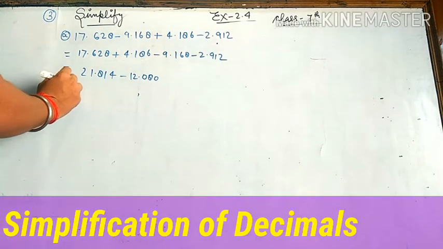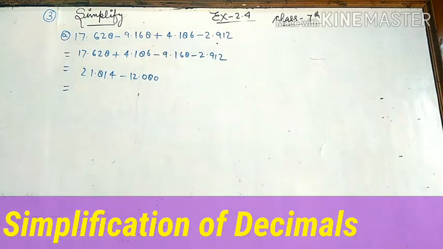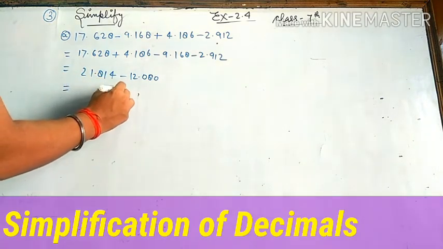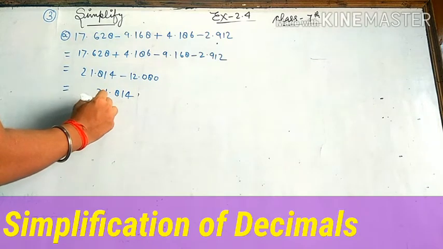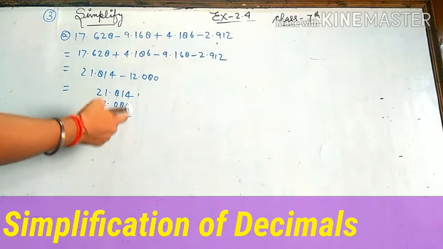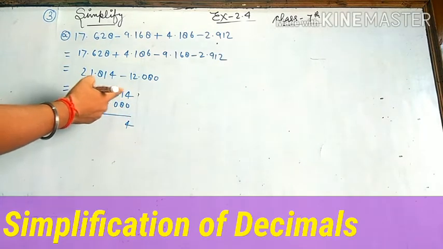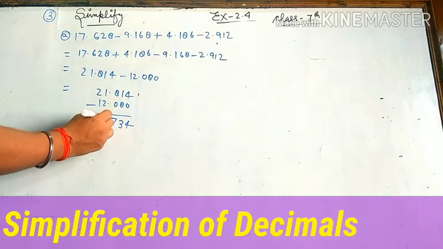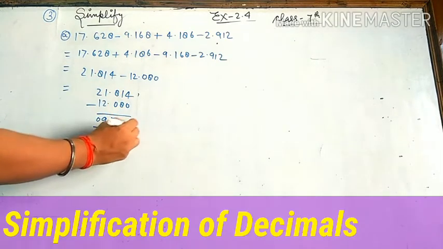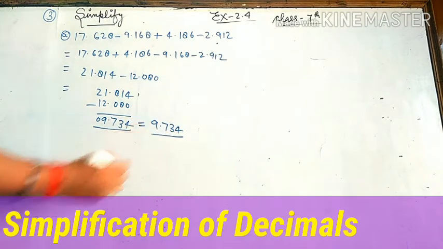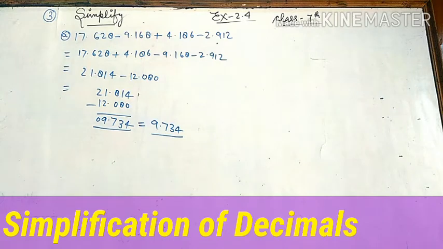Okay. So now you can subtract them by writing like this: 21.814 upon 12.080. 4 minus 0, 4. 11 minus 8, 3. 7 minus 0, 7. 11 minus 2, 9, and here 0. So our answer is 9.734. Like that you can solve other questions also.